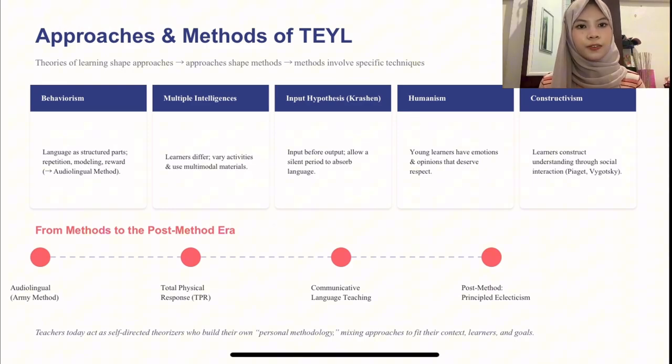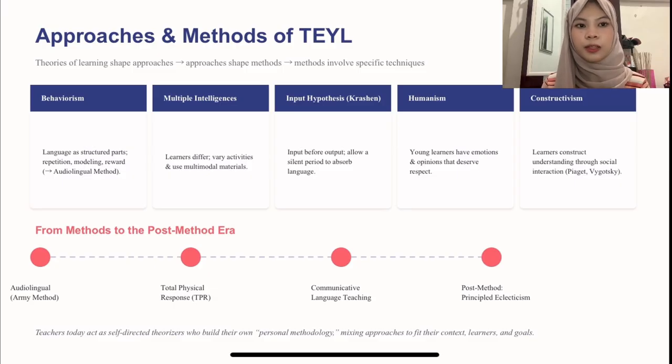Okay, there are 5 key approaches relevant to young learners. The first one is behaviorism. It sees language as structured parts learned through repetition, modeling, and reward. This gave us the audiolingual method. Multiple intelligence theory reminds us learners differ, so we should vary our activities.